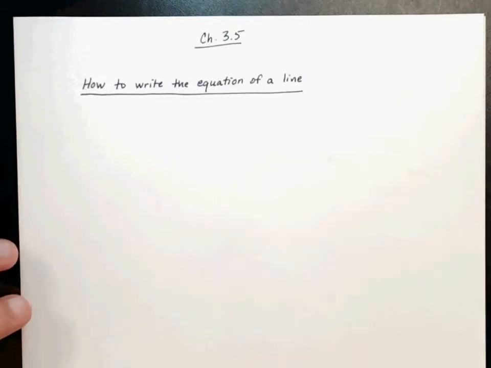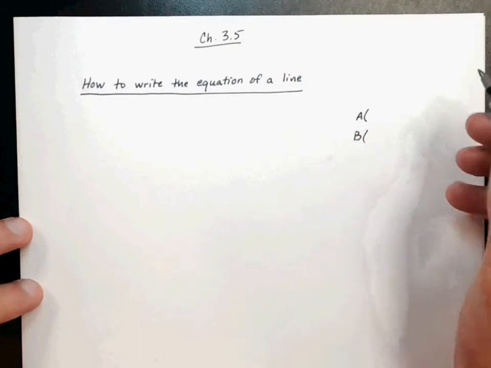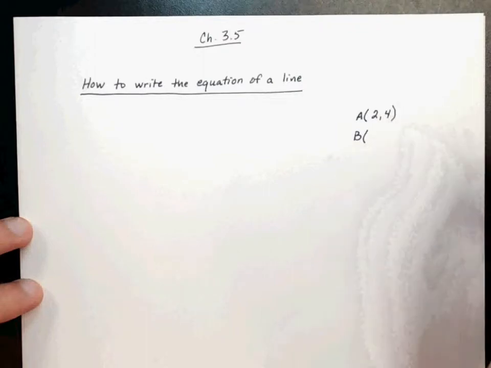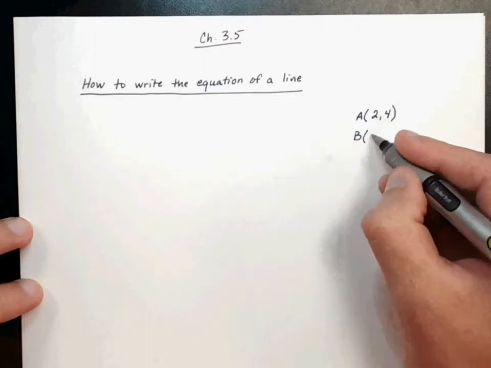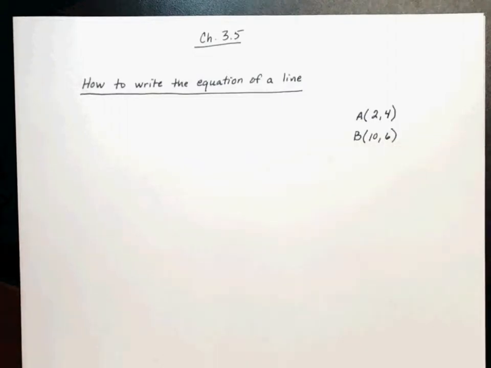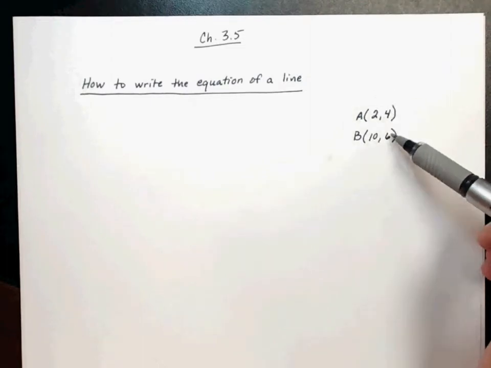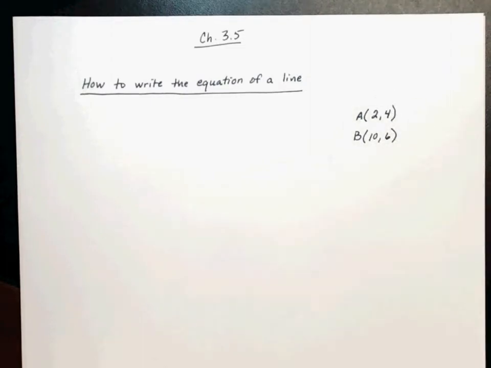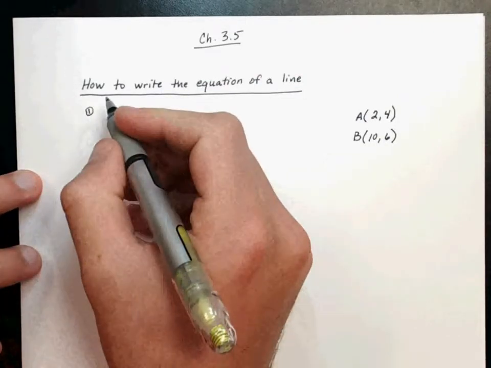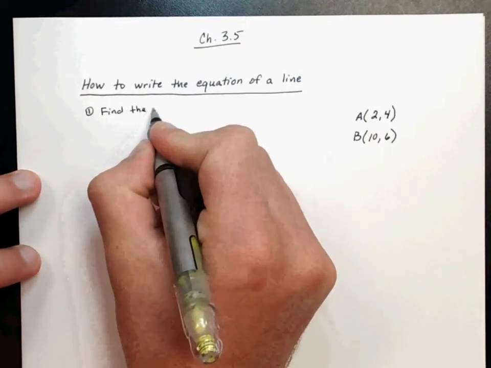So here would be an example of a problem that you'd have. You'd have 2 points, let's say points A and B, and point A is at 2, 4, and point B is at, let's say, 10, 6. Okay? Alright, and we want to write the equation of the line that goes through these 2 points, A and B. Alright? So the first thing that we're going to do is we're going to have to find the slope.